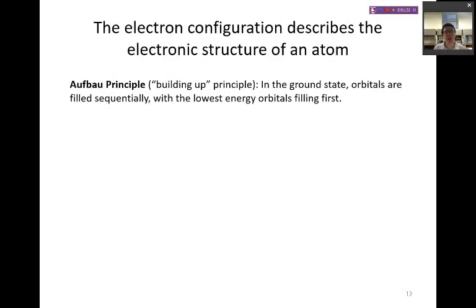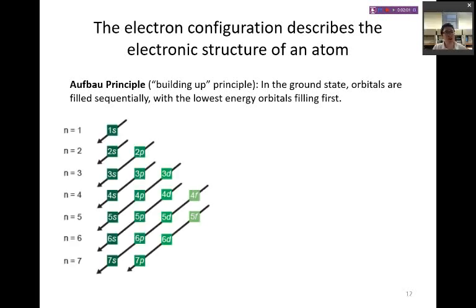Because the orbitals have shifted energy levels, we can apply what's called the Aufbau Principle, which is German for building up, to come up with our electron configurations that describe the lowest energy state. The Aufbau Principle says specifically that when an element is in the ground state, the orbitals fill sequentially, starting with the lowest energy orbitals first. You see this image in the ebook, and this describes the pattern.